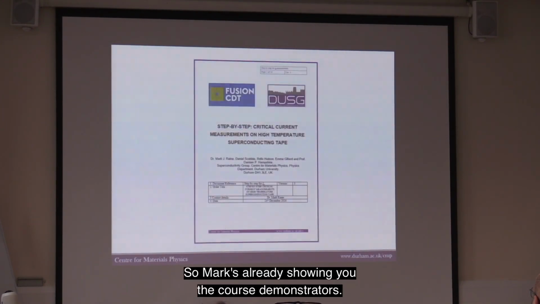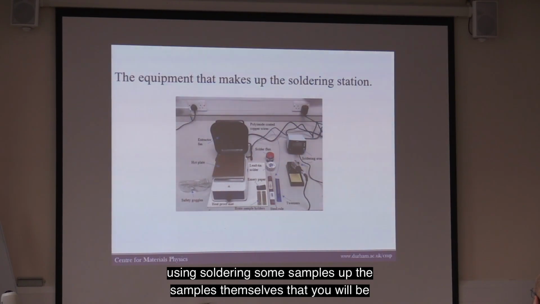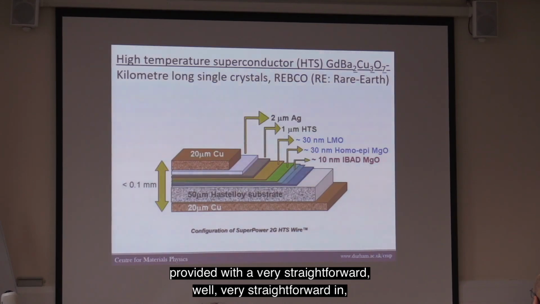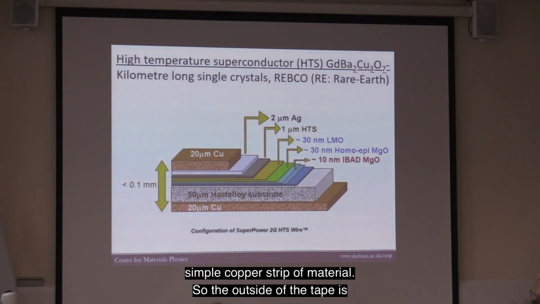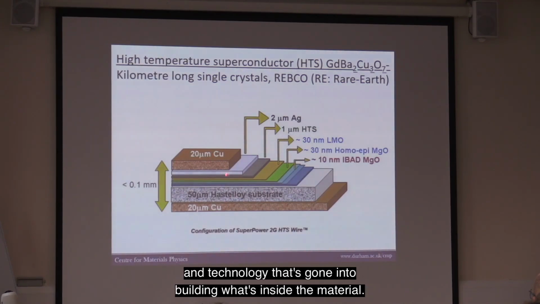So Mark's already shown you the course demonstrators. This is where you're going to kick off by doing some measurements, soldering some HTS samples up. The samples themselves that you will be provided with are very straightforward. They're HTS, well, very straightforward in the sense that they just look as if they're a simple copper strip of material. So the outside of the tape is just this copper here, but there's a lot of development and technology that's gone into building what's inside the material.